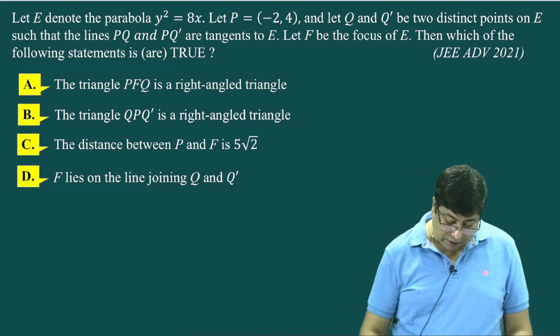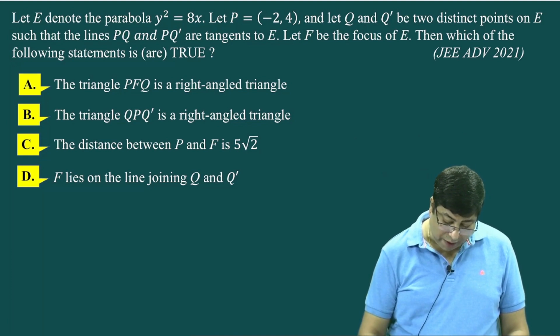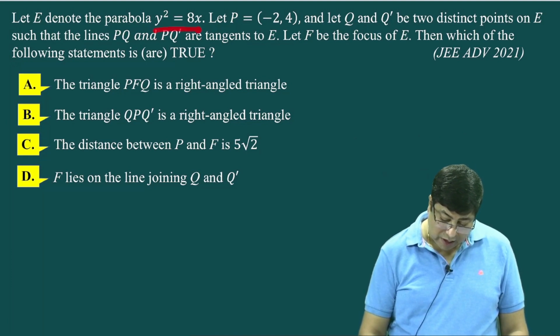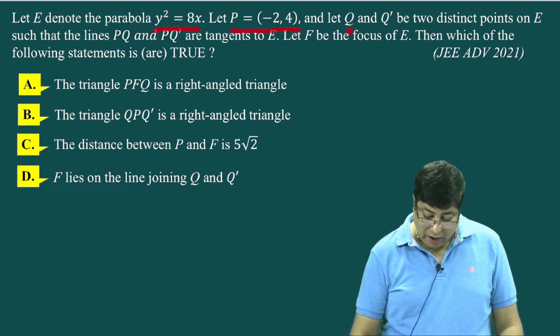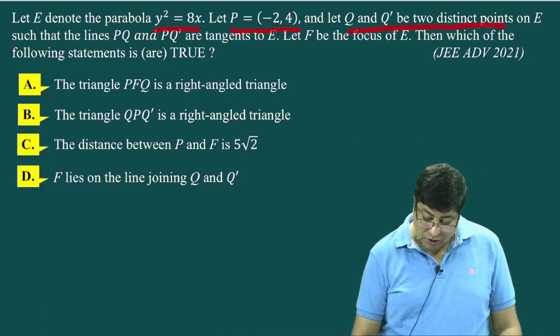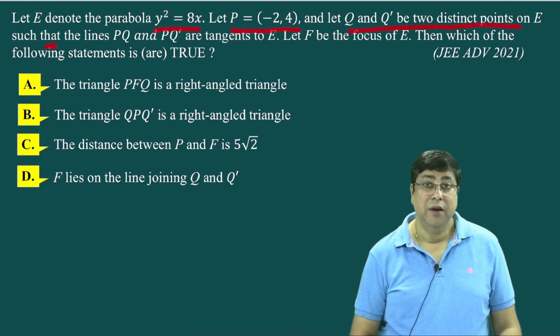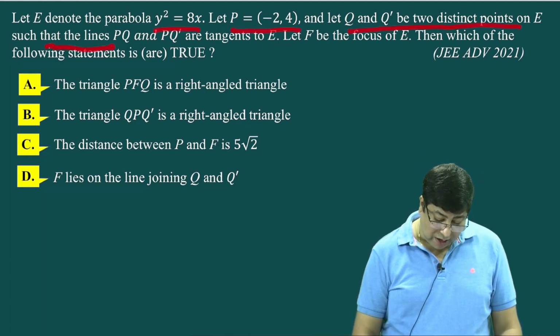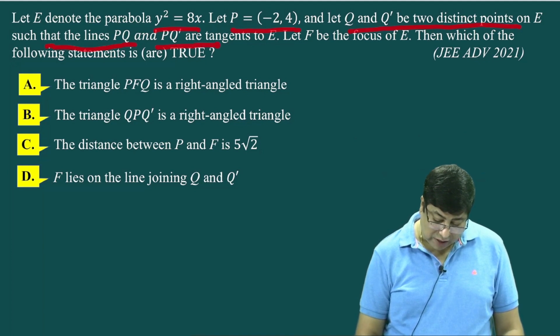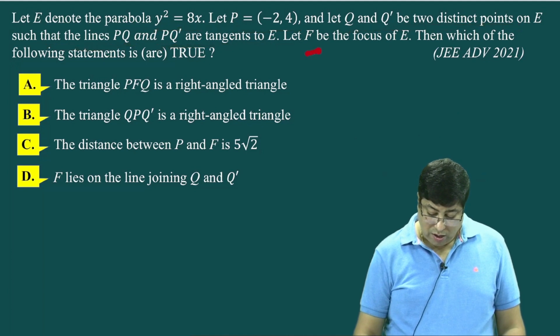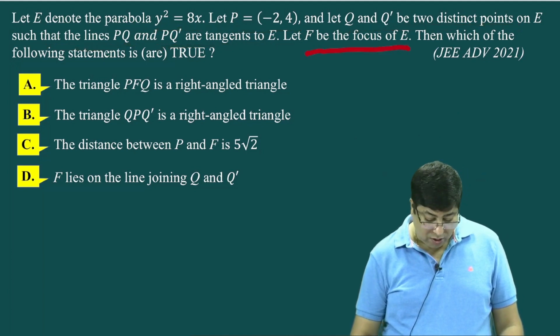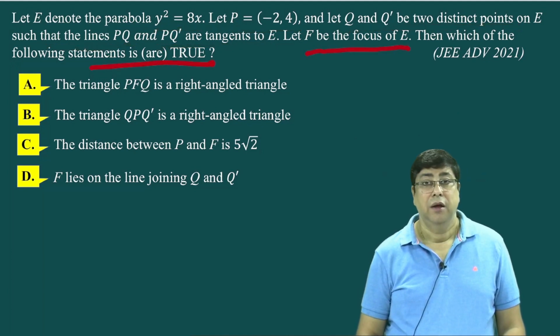Let's see what the statement is. Let E denote the parabola y square equal to 8x, and P (-2, 4), and Q and Q dash be two distinct points on the parabola, such that the lines PQ and PQ dash are tangents to E. Let F be the focus of E. Which of the following statements are correct?